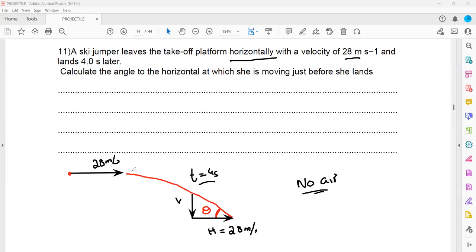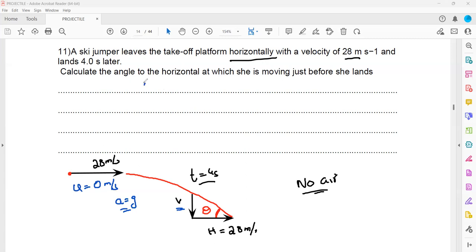But what about the vertical component? As in the beginning she moves horizontally, the initial vertical component is 0. Initially, there is no vertical component. The final vertical component is v. The time is 4 seconds. And when the object is moving in the direction of gravity, it will accelerate due to gravity, which is 9.8. So first, we'll find the vertical component. Initial vertical is 0, final vertical is v. So how to work out v?